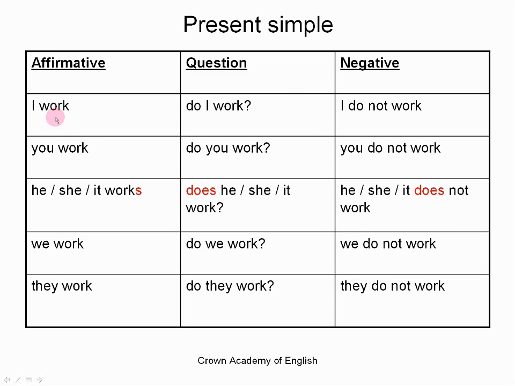To go from I work to I do not work, we add two words to the sentence. We add the words do not. The do not goes between the subject, which is I here, and the verb. And we use the infinitive form of the verb for all of them except the third person singular, except the he, she, it form. Okay, so let's go through them again. So I work becomes I do not work.